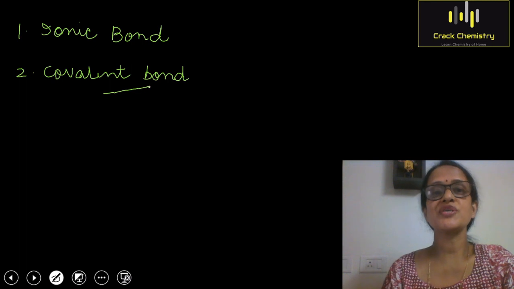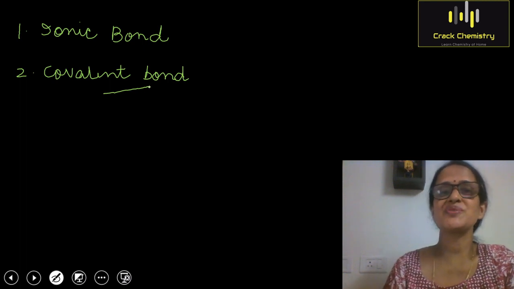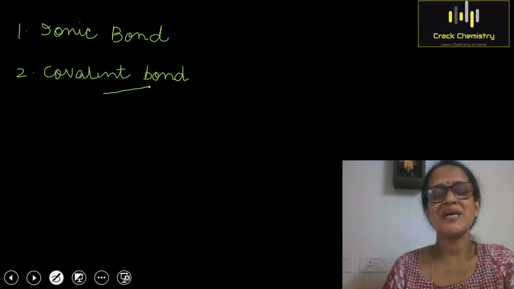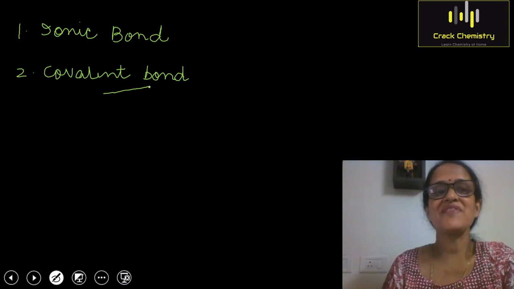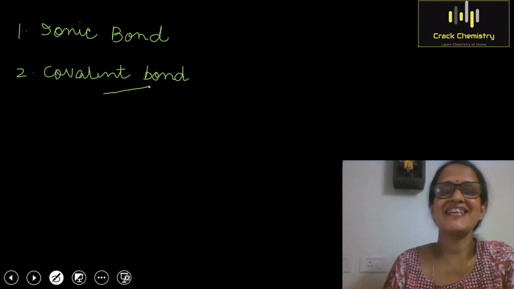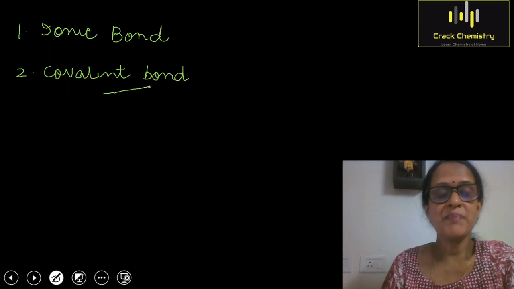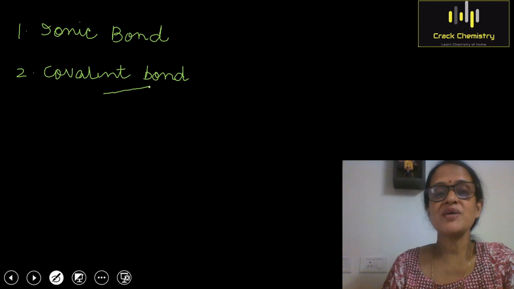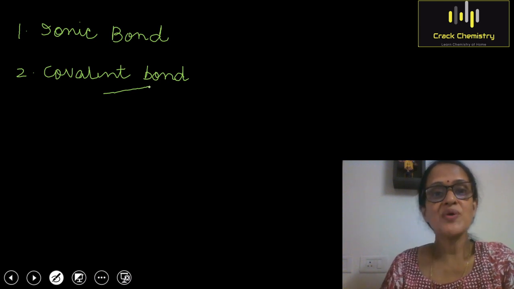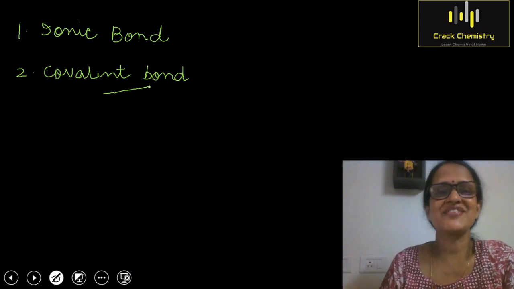The covalent bond is formed by the sharing of electrons between two atoms. The shared pair of electrons is supplied by both the atoms. In today's session, we will discuss the development of partial covalent character in an ionic bond. What does it mean? It means the ionic bond which was formed by loss and gain of electrons is not 100% ionic. It has some covalent character. How this covalent character develops in an ionic bond is a very interesting topic.